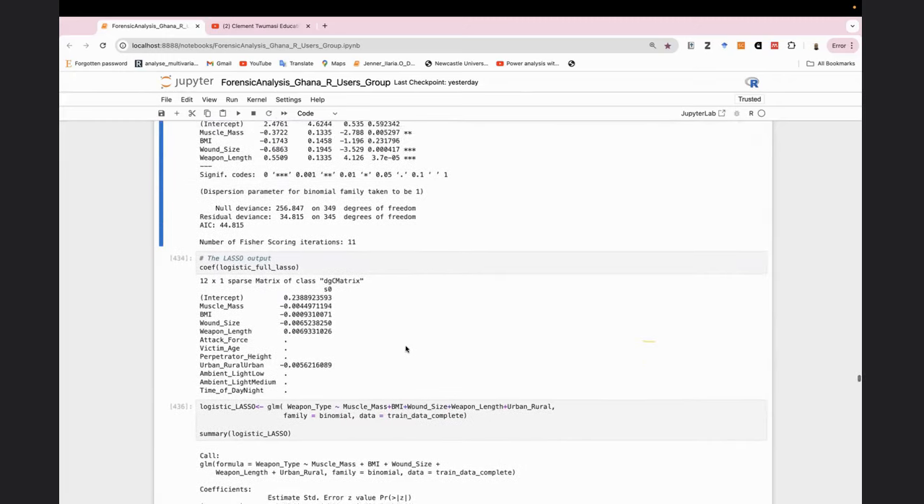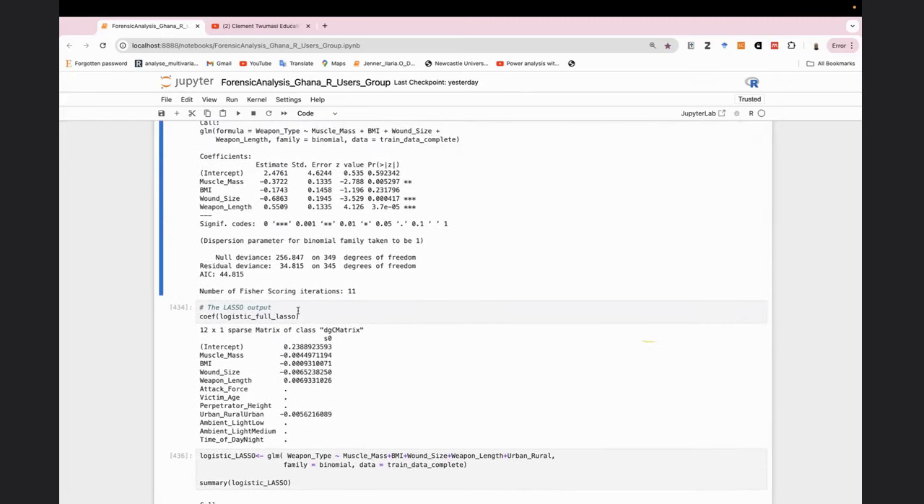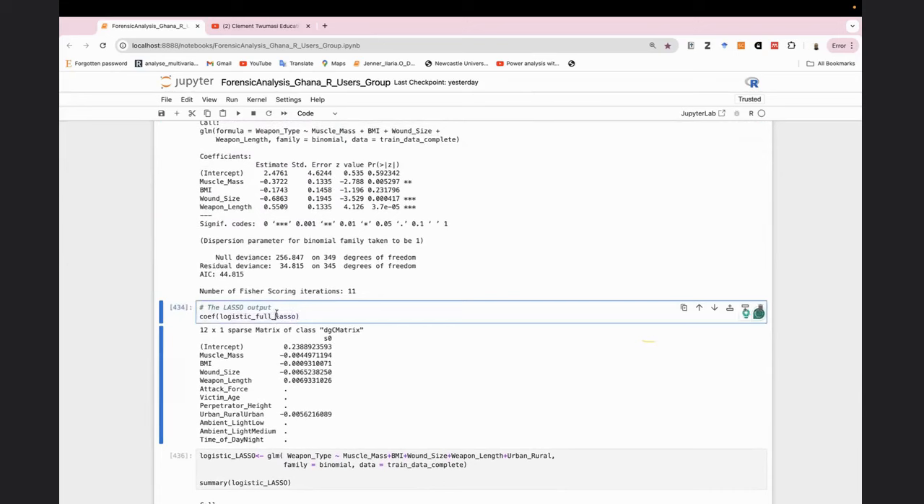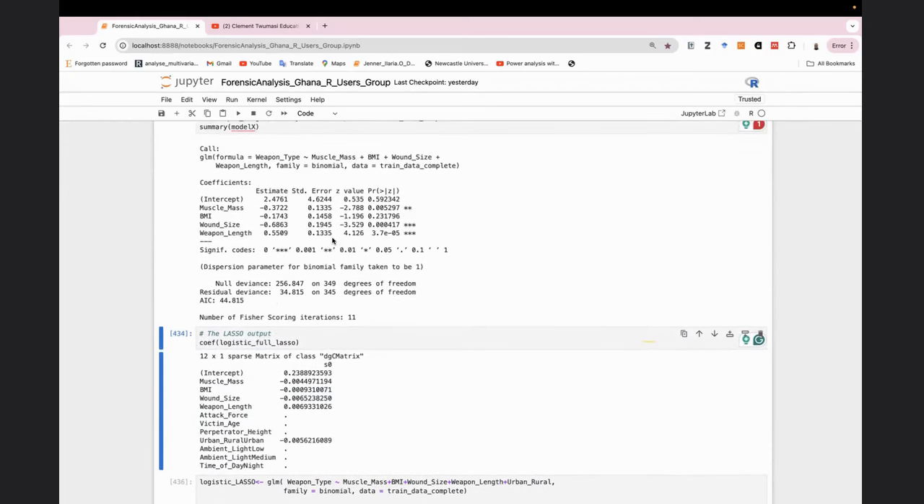Fine. Okay, so now look at it carefully. This was what Lasso gave me. The Lasso told me to select muscle mass, BMI, wound length, wound size, and the rural area as the best predictors for the model. And you notice that ridge regression, or rather stepwise, also told me muscle mass, which Lasso concluded. BMI, Lasso concluded. The wound size, Lasso concluded. The weapon length, Lasso concluded.